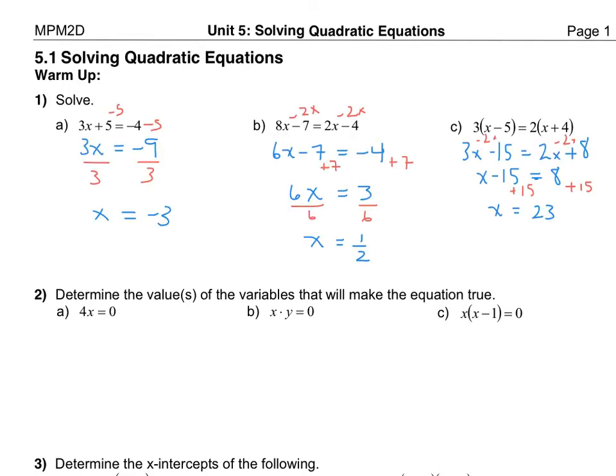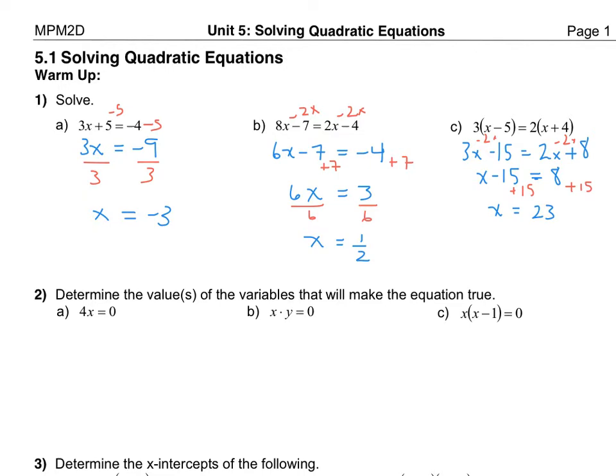All right, for the first question, part A, you should have gotten that x equals -3 by subtracting 5 from both sides first and then dividing both sides by 3. For part B, you would have subtracted 2x first from both sides and then added 7 to both sides and then divided both sides by 6 to get x equals 1/2.